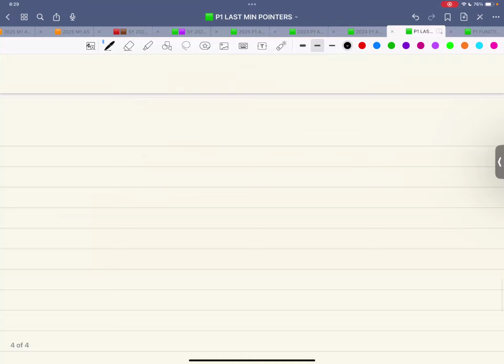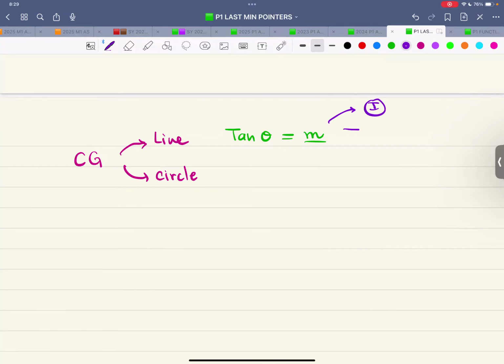Now, if I talk about coordinate geometry, we know line is something very easy. And then there is circle. In line, there is a very important property that comes very rarely, but of course, it's part of the syllabus: tangent theta equals the gradient of the line. And then we used to find the 3 cases, angle between 2 lines.